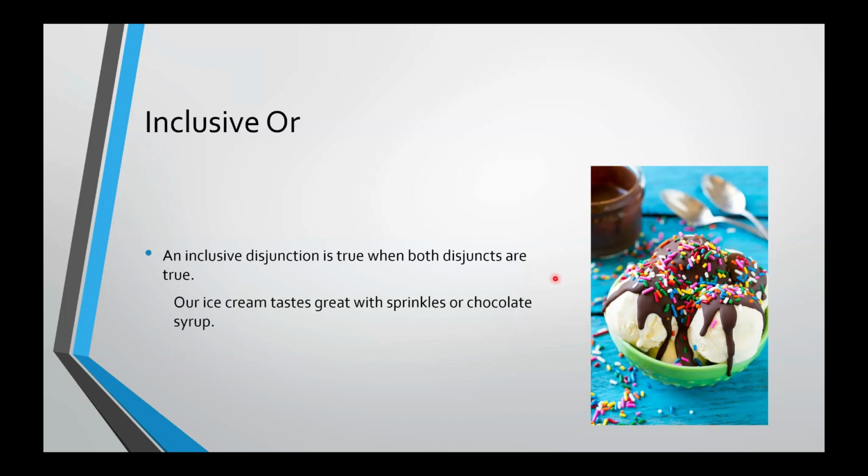So, take this for example. Our ice cream tastes great with sprinkles or chocolate syrup. If somebody says this, they're certainly not ruling out the possibility that you would put both sprinkles and chocolate syrup on the ice cream. It's still going to be true, right? They're still claiming that the ice cream will taste good if you put both of them on. So this is an inclusive disjunction.